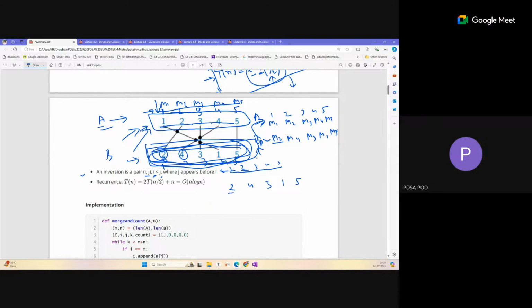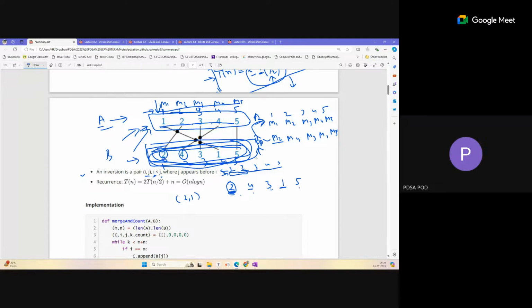But here, if you take the first value and find the pairs for it, you can see 2, then 4. In the sorted order, 4 is coming after 2, so 2 and 4 is fine. 2 and 3 is also fine, because 3 is coming after 2. But here 2 and 1, the order is reversed. In the sorted order 1 is coming before 2, but here 2 is coming before 1. So this is one inversion pair actually. We can note this down: 2 and 1 is one inversion pair.